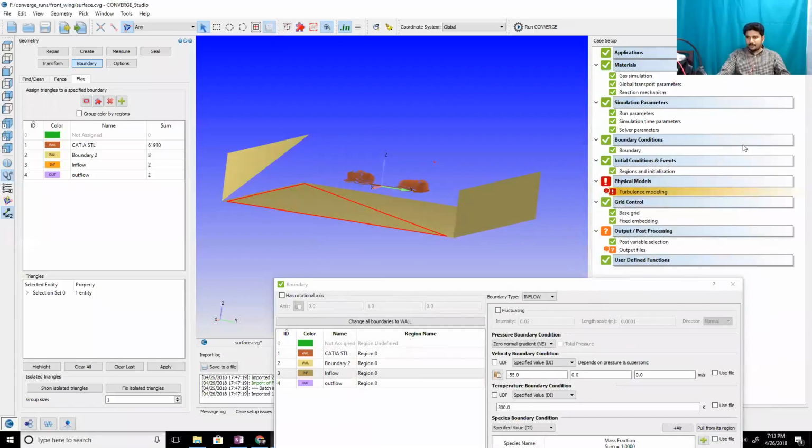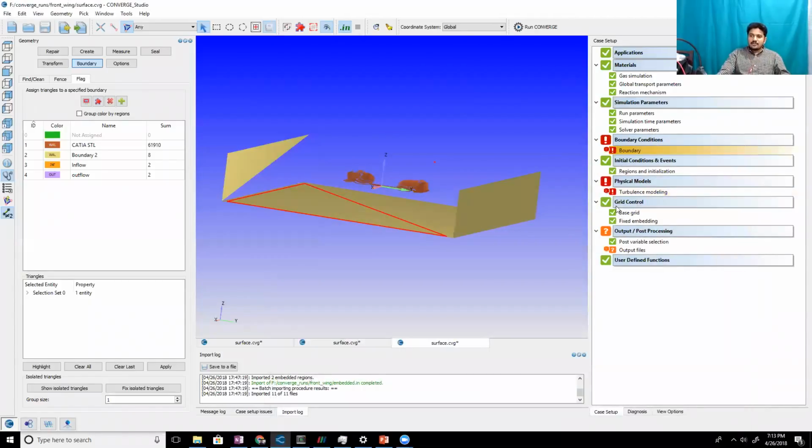So let me close this. And then after that, you have your base grid and fixed embedding. In this case, I'm using a Cartesian mesh, which is great for accuracy, but for aerodynamics, it's generally not that much preferred in the industry, right?